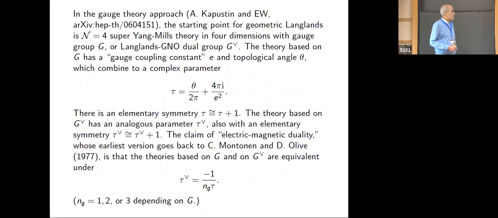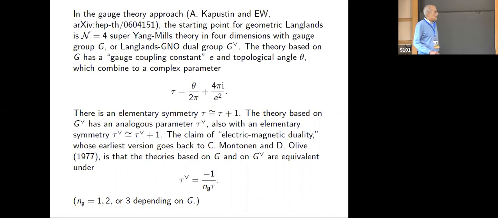So in the gauge theory approach, the starting point for geometric Langlands is a variant of gauge theory that's very widely studied by physicists. It's the maximally supersymmetric, or in the jargon N=4, super Yang-Mills theory in 4 dimensions, with the gauge group G, or with the Langlands dual group G dual. So either way, the theory has what's called a gauge coupling constant, e, and it has a theta angle, topological angle theta, dual to instanton number, and they combine nicely to a complex parameter tau in the upper half plane.